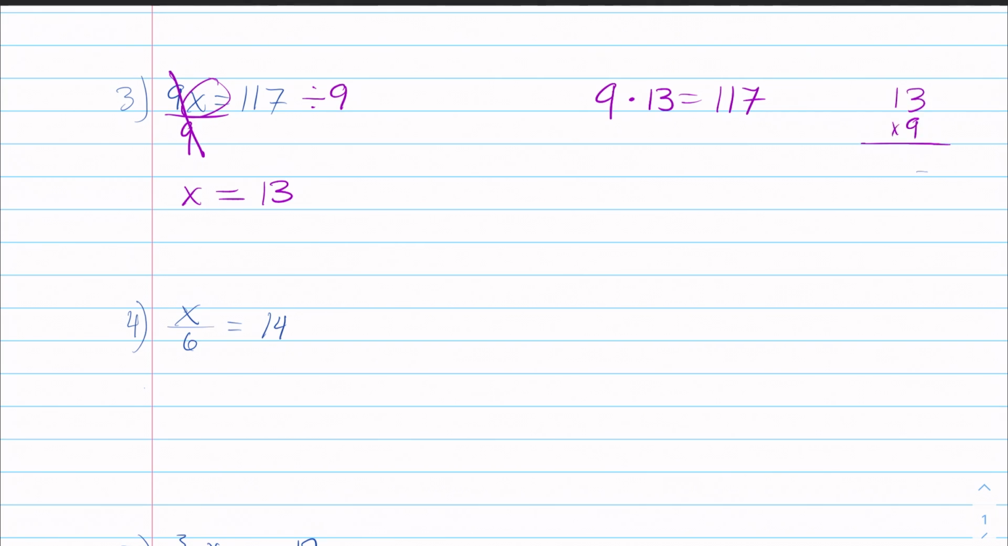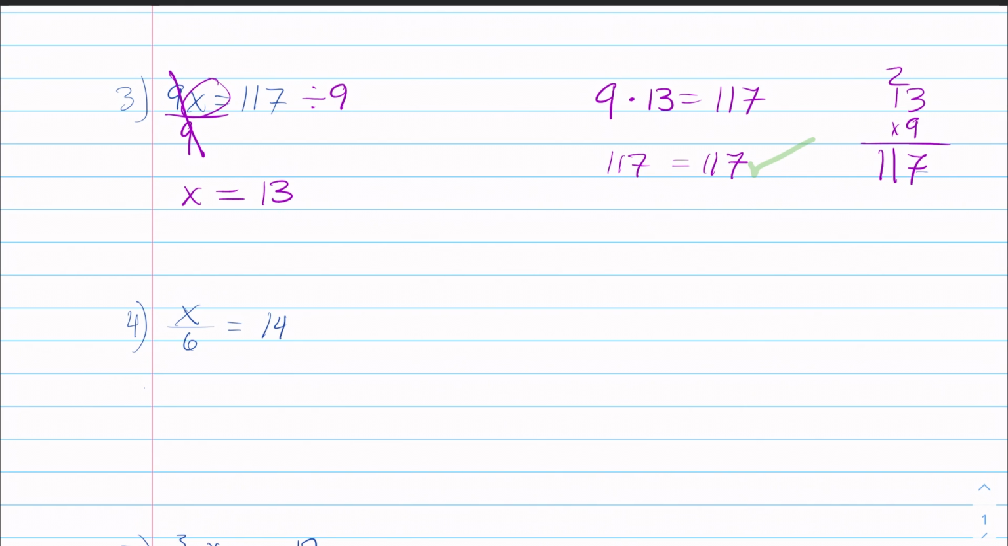So let's do a little multiplying here. 13 times 9. 9 times 3 is 27. Carry the 2. 9 times 1 is 9, plus 2 is 11, so it's 117, and look, that's exactly what I was supposed to wind up with. So I get 117 on the left and 117 on the right, and boom.